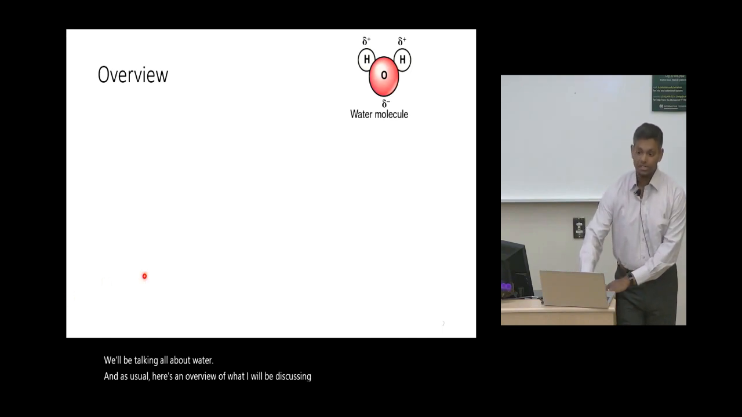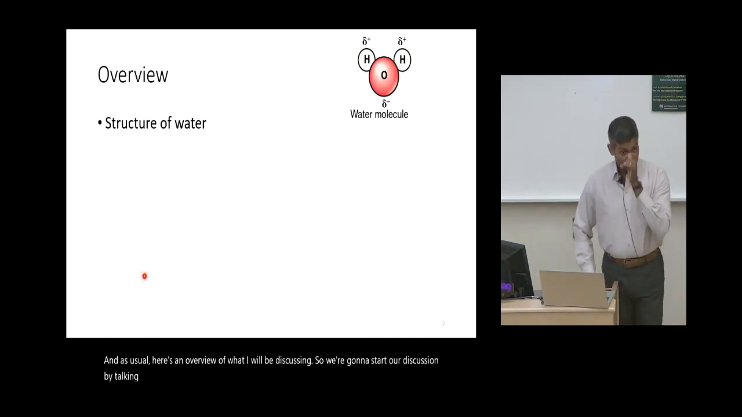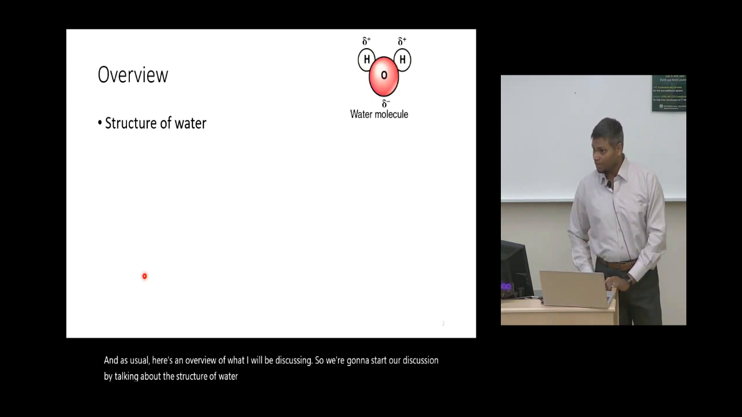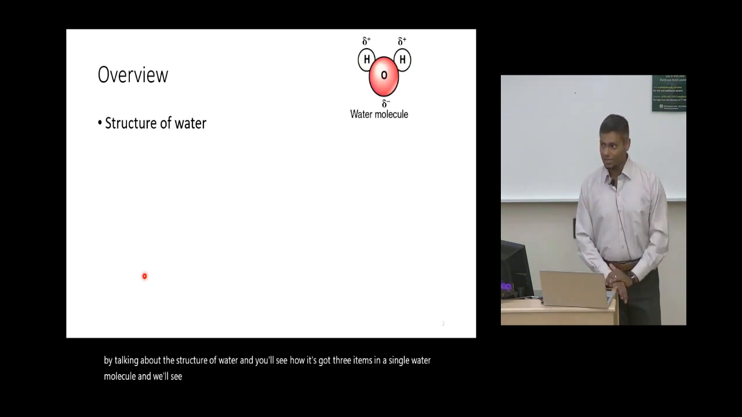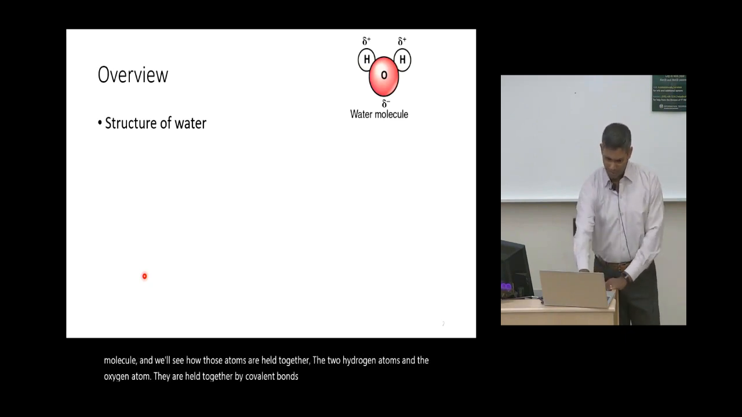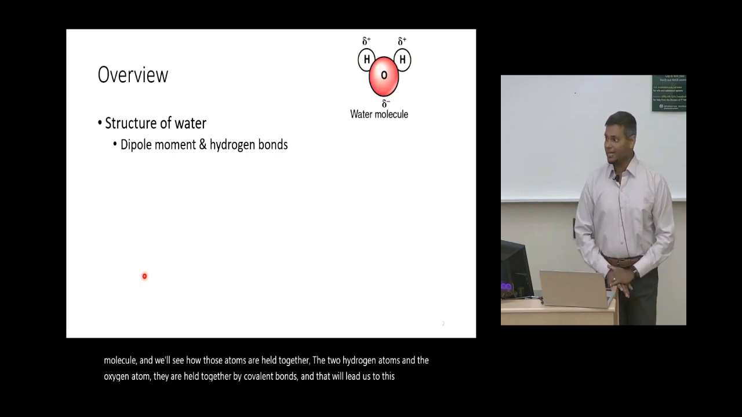So we're going to start our discussion by talking about the structure of water. And we'll see how it's got 3 atoms in a single water molecule, and we'll see how those atoms are held together. The 2 hydrogen atoms and the oxygen atom, they're held together by covalent bonds, and that will lead us to this concept of a dipole moment.